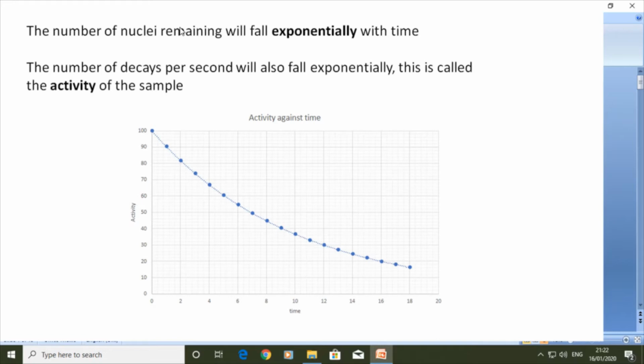Look at the graph. This is an exponential decay, and the number of decays per second will also fall exponentially, and the number of decays per second is called the activity of the sample. So the activity of the sample falls exponentially with time.